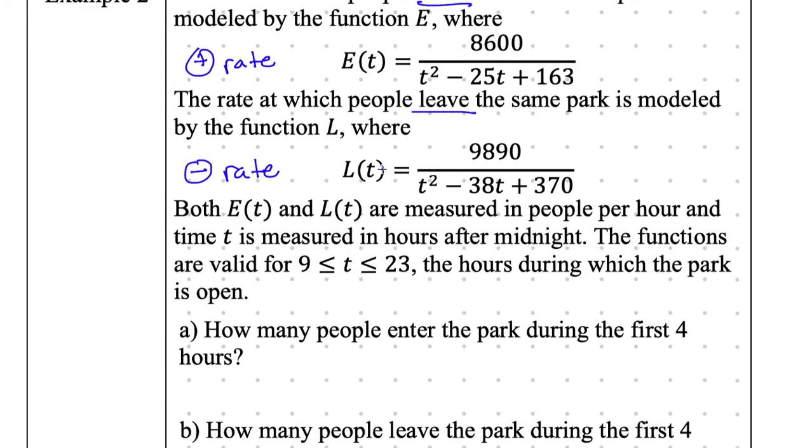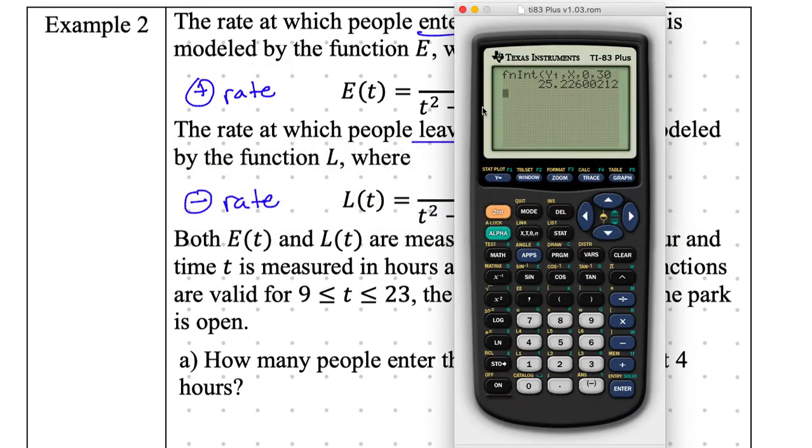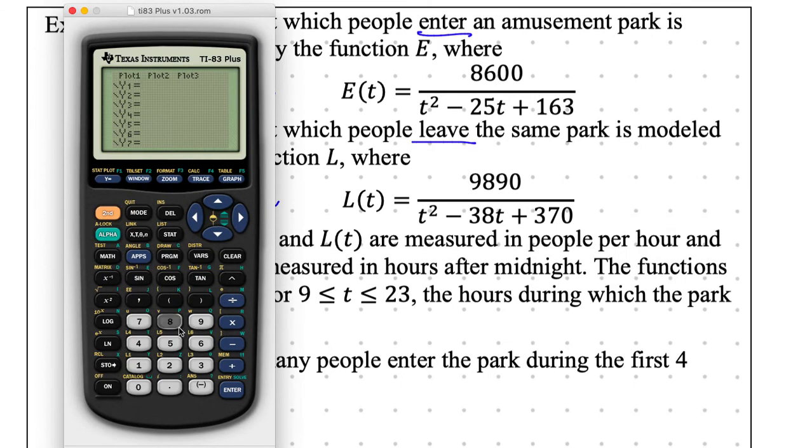So immediately plug in both of these into our calculator. So I come over here and I say my y1, let's get rid of you. Let's say that you're 8600 divided by the whole quantity. Keep your parentheses for the denominator since I have multiple terms. t squared minus 25 t plus 163 in parentheses, and 9890 divided by, in parentheses, t squared minus 38 t plus 370.